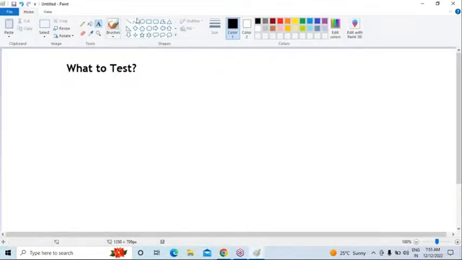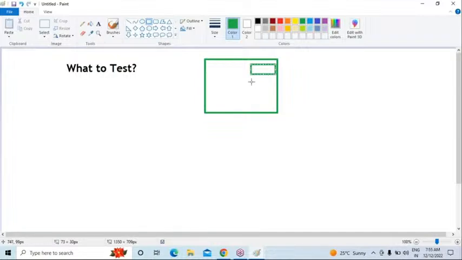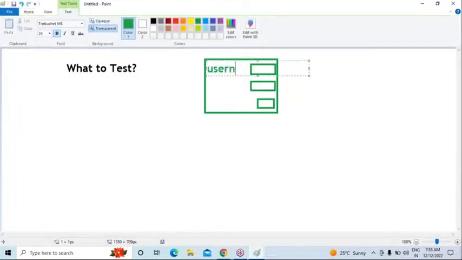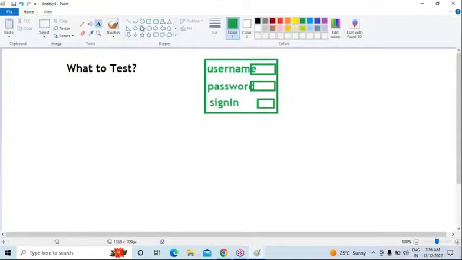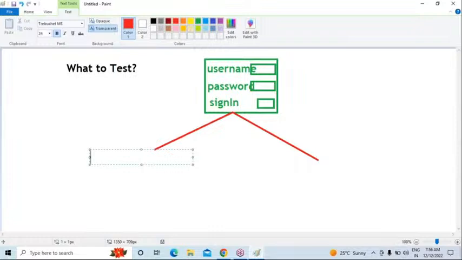Now, for example, we can consider Gmail. You are familiar with Gmail, right? Coming to this Gmail, we have the username, password, and the sign in. So here, what is there to test? Basically, what exactly do we have to test in this email? In testing terminology, I'm going to call it the functionalities and non-functionalities.